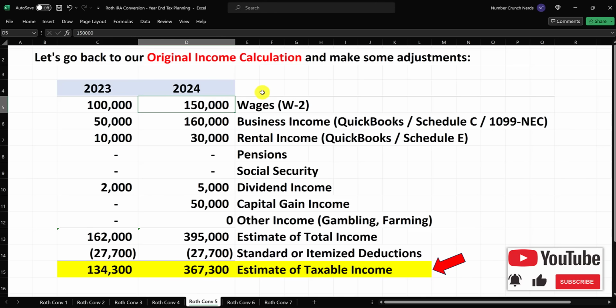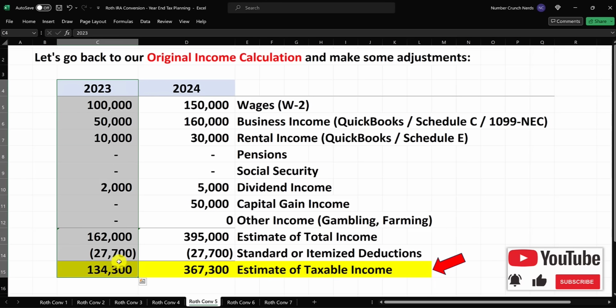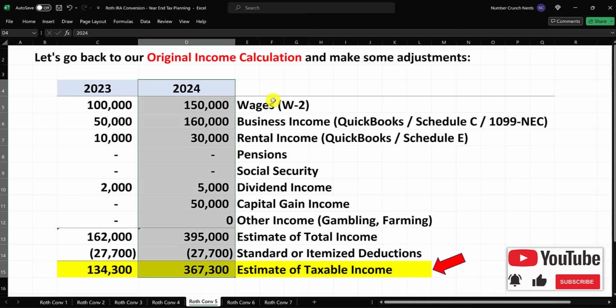Let's say you're getting that big promotion at work, or you're getting a big raise. You're at 150 instead of 100. My business is taking off, right? I'm doing really well. People are buying my products or services. I'm expecting my income in 2024 to be substantially higher than in the current year. Let's say 160 instead of 50. This is what you need to be doing right here. You need to be figuring out what's your estimate for 2023, what's your estimate for 2024, and also what is your estimate for future years? What is your general expectation? Because this is going to be relevant to whether you want to do some Roth conversion.